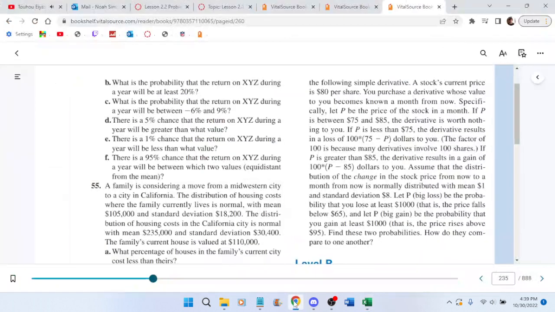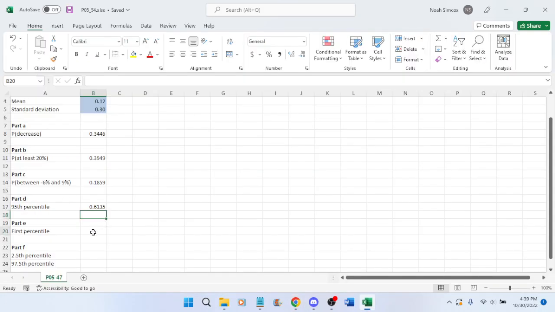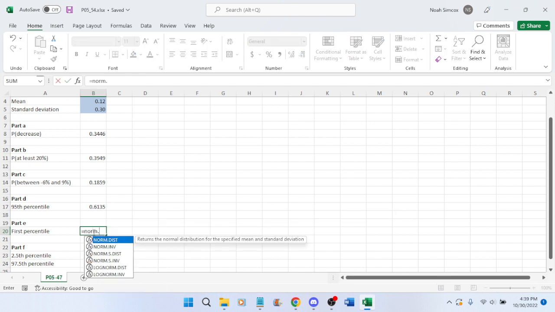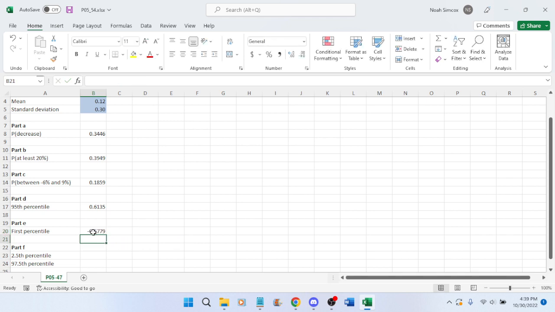And then there's a 1% chance it will be less than what value? So first percent, 0.01, 0.12, 0.3. There's a 1% chance it'll be less than negative 0.58.